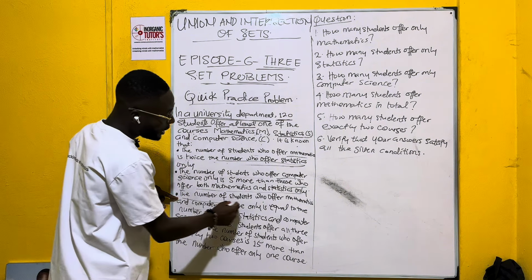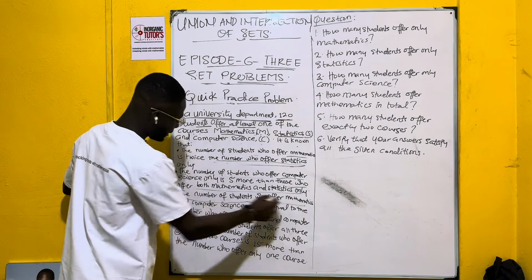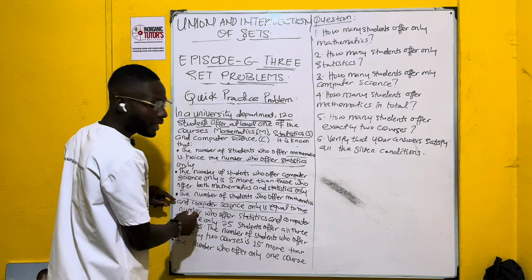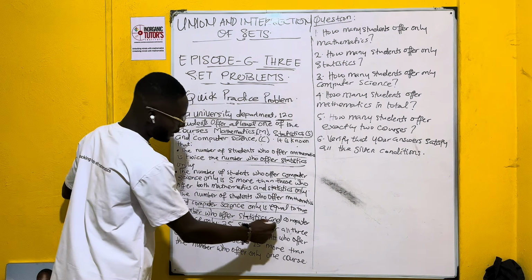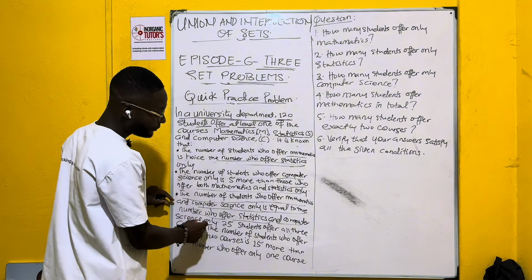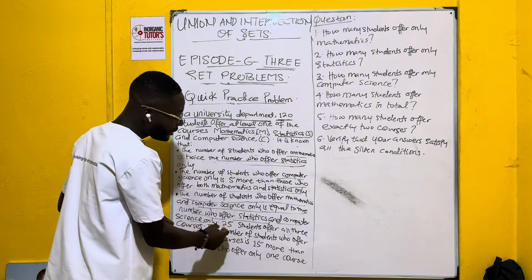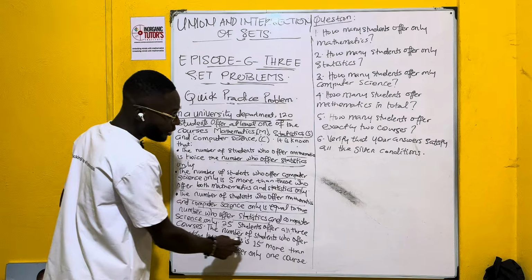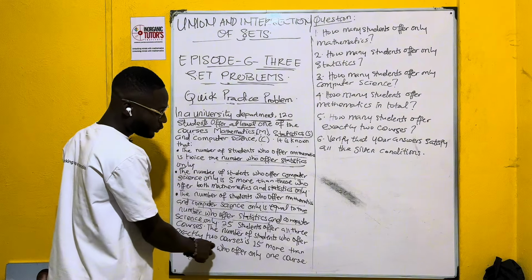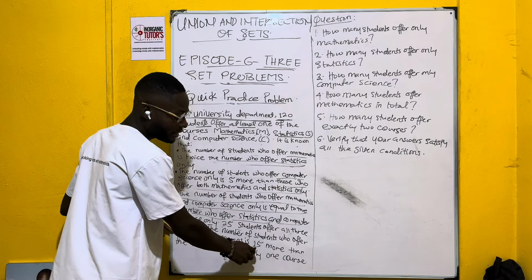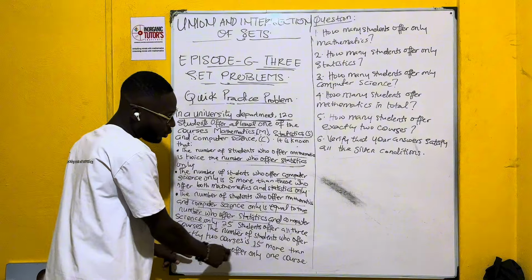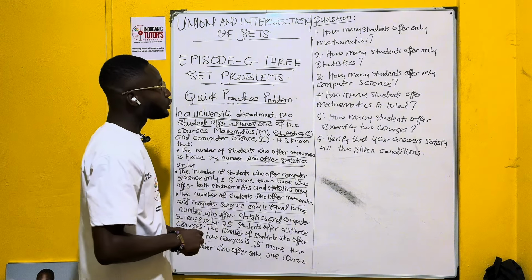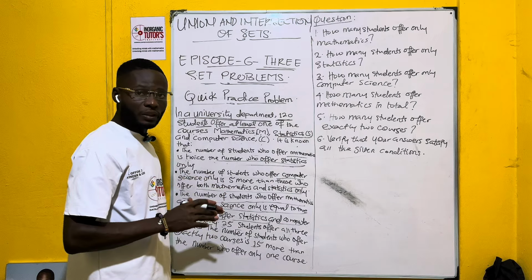The number of students who offer mathematics and computer science only is equal to the number who offer statistics and computer science only. Now, 25 students offer all the 3 courses. The number of students who offer exactly 2 courses is 15 more than the number who offer only 1 course, right? So, this is the question.